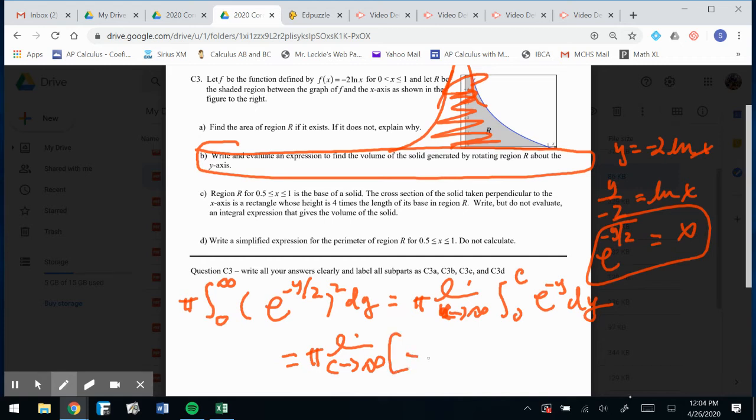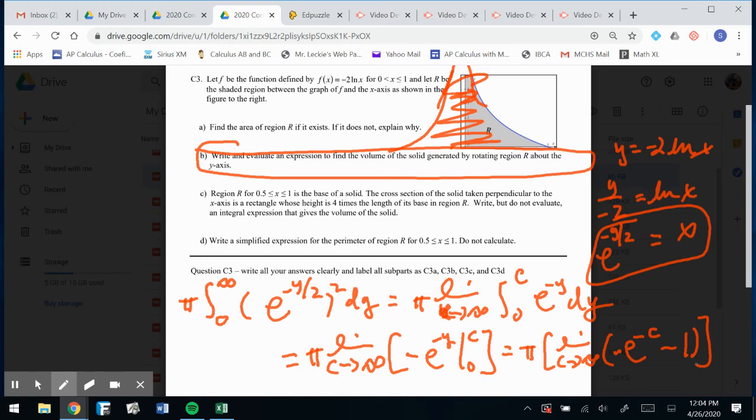The antiderivative of that would be negative e to the negative y, from 0 to c. Let's plug in our stuff now. We still have to evaluate it as a limit. And then what do I get here? I get a negative e to the negative c minus e to the 0, which would be e.